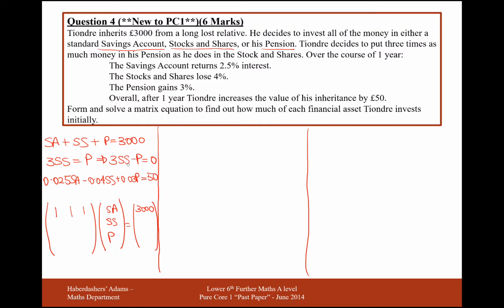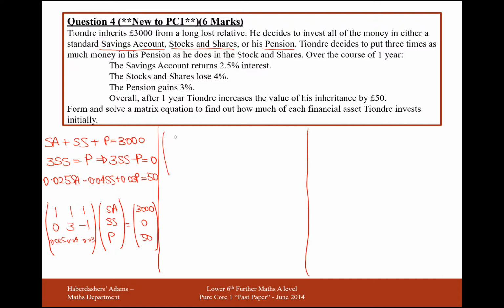The next one is 3SS minus P. Now going along the variables here, I have no savings account variable, 3 on the stocks and shares, and minus 1 on the pension. And this will equal 0. And then going along this row here, 0.025, negative 0.04, and 0.03. And that will equal 50 on the bottom row here.